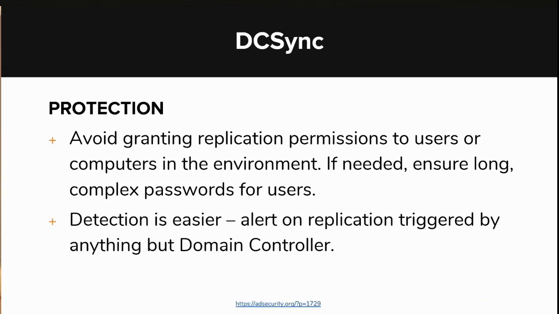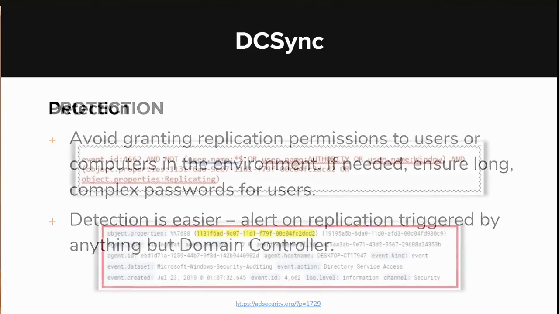While protecting against DCSync is really hard, the detection is much easier, because every time a domain controller replication is performed, an event is going to be logged, and you can look into that. If the event comes from a non-domain controller machine, then you're certain that an attacker is trying to perform this attack in your network.